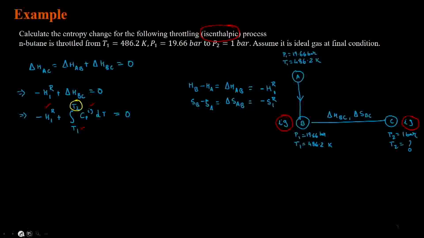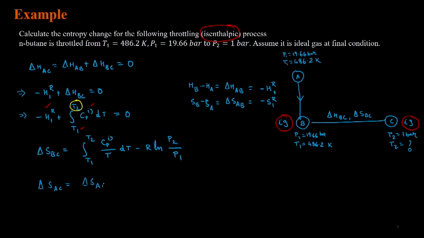Let's write that out as well. Delta S B to C is the entropy change for an ideal gas. And if you recall, for an ideal gas, this is given as the integral of Cp^ig by T dT minus R ln P2 over P1. So delta S A to C is delta S A to B plus delta S B to C, which is negative S1R plus the integral from T1 to T2 of Cp^ig by T dT minus R ln P2 over P1.